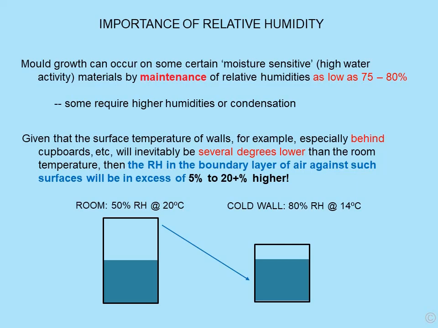So here we have a room at 50% RH on the left. That air comes into contact with a cold wall of 14 degrees. The air is cooled by the coldness in the wall, and the relative humidity rises to 80% in the boundary layer of air against that wall. Hence, we have conditions suitable for certain moulds.